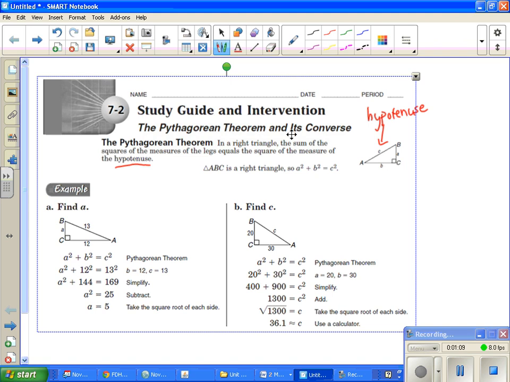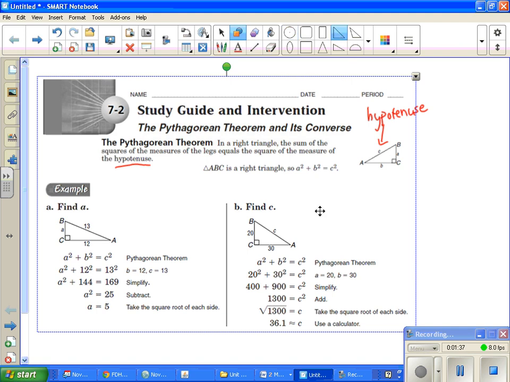Now, all of this jargon basically says to square one of the legs, add that to what you get when you square the other leg, and you get the hypotenuse squared. So in other words, a squared plus b squared equals c squared. And that works for any right triangle. Doesn't matter how big or small it is.